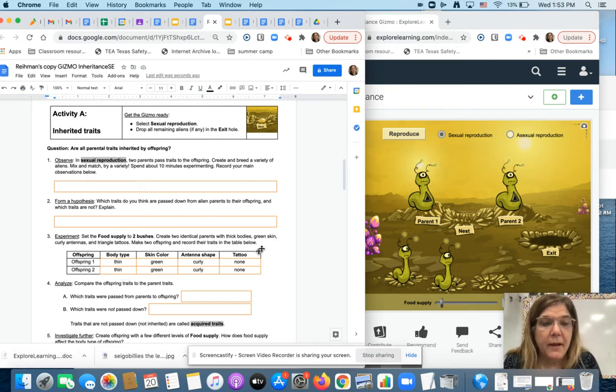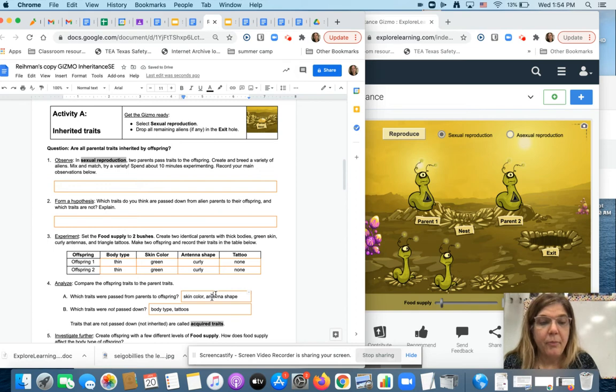their parents had thick bodies and they are thin. So why is that? This is the food supply. Okay, so the traits not passed down were body type. And also, you can see they do not have tattoos. They did pass down their body color or skin color and antenna shape.